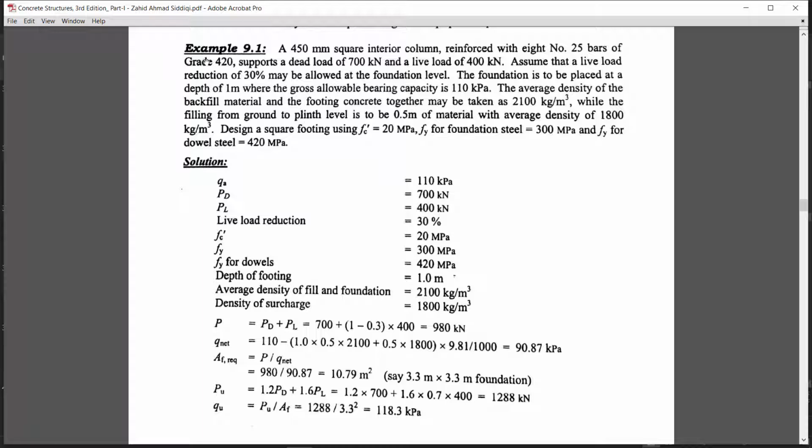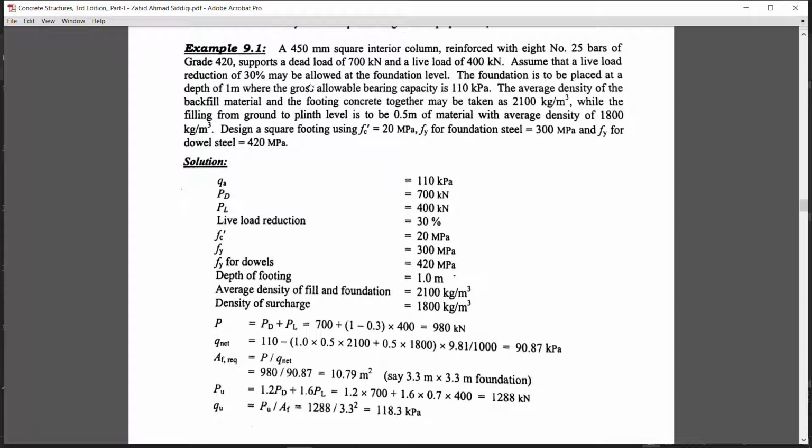The grade of the steel for the column is FY420. It supports a dead load of 700 kilonewton and a live load of 400 kilonewton. Assume that a live load reduction of 30% may be allowed at the foundation level. Okay, means 30% live load reduction is allowed.